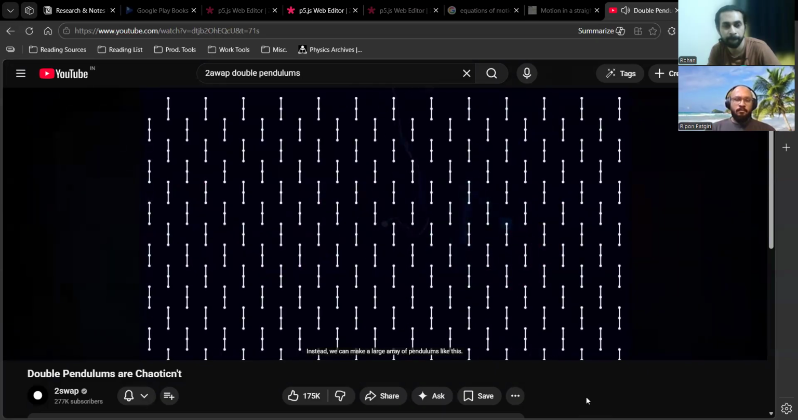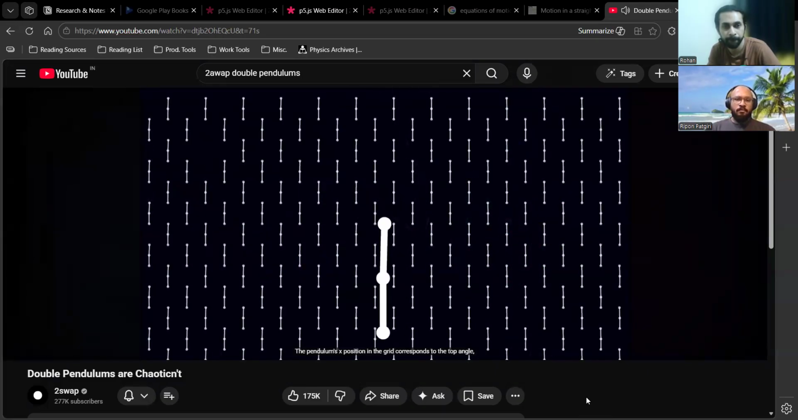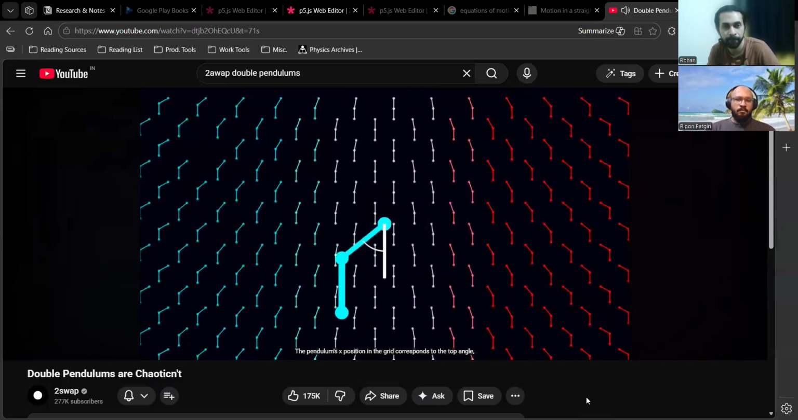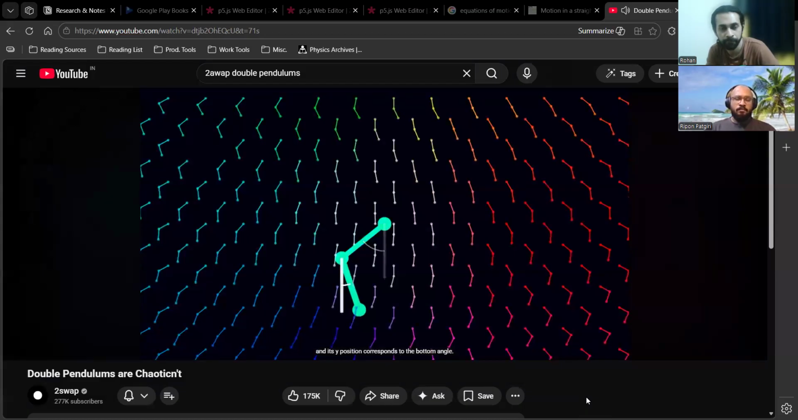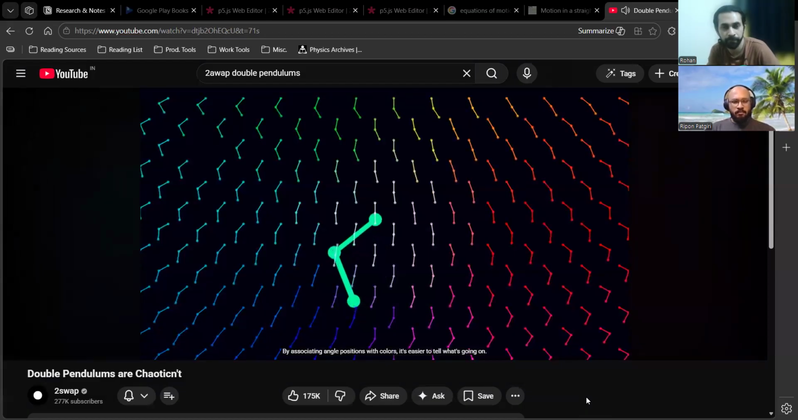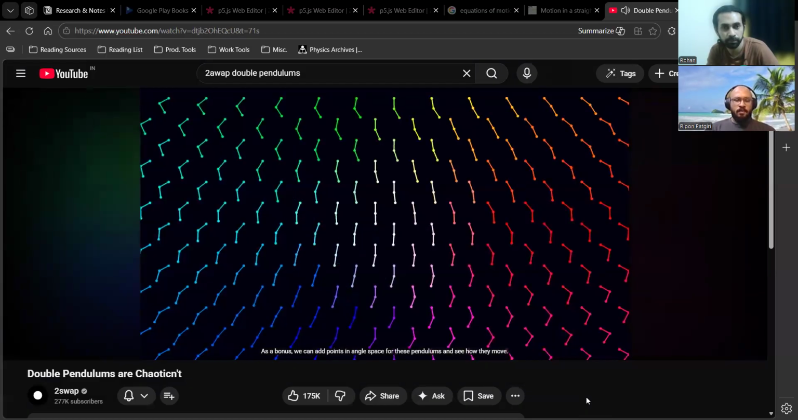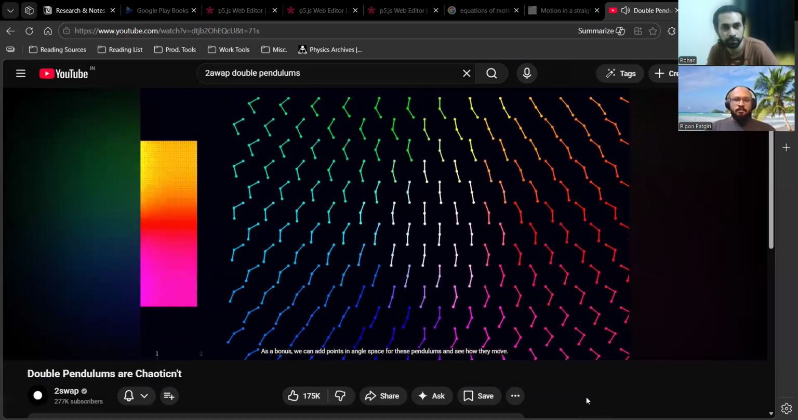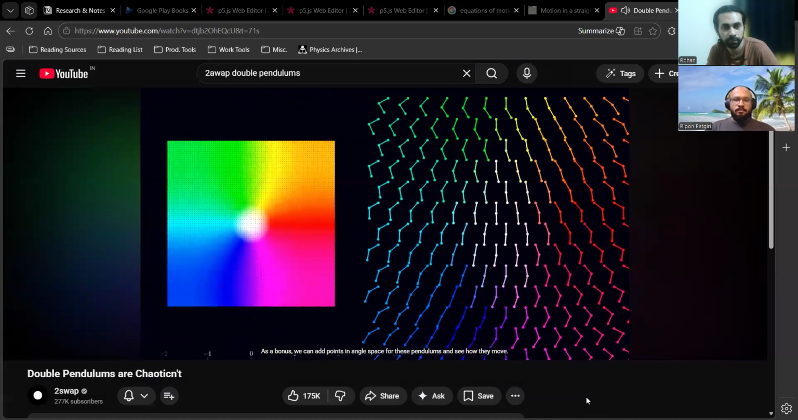Instead, we can make a large array of pendulums like this. The pendulum's x position in the grid corresponds to the top angle, and its y position corresponds to the bottom angle. By associating angle positions with colors, it's easier to tell what's going on. As a bonus, we can add points in angle space for these pendulums and see how they move.